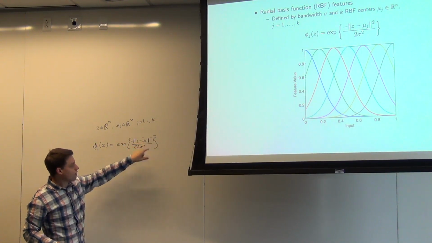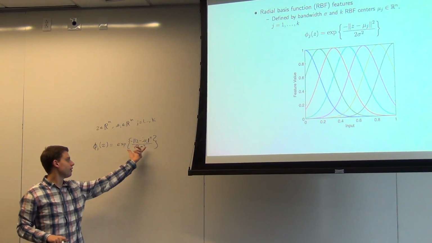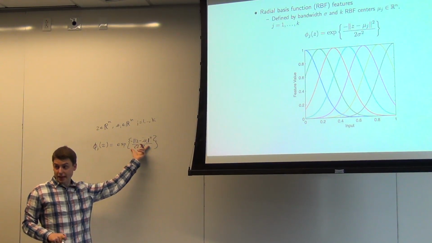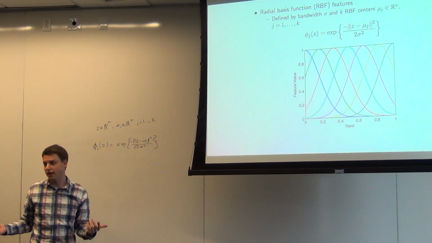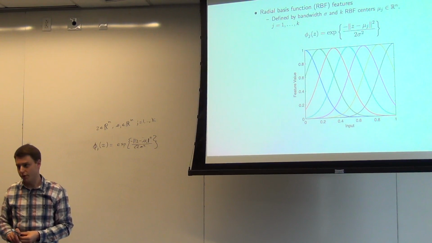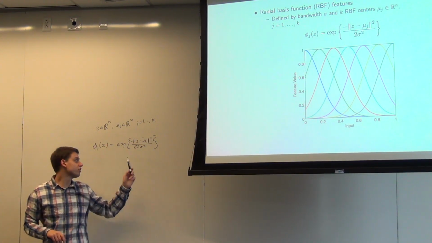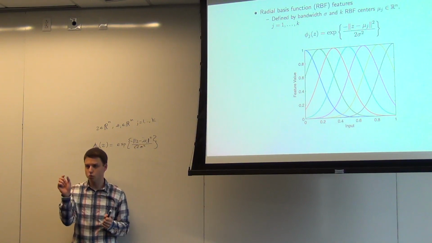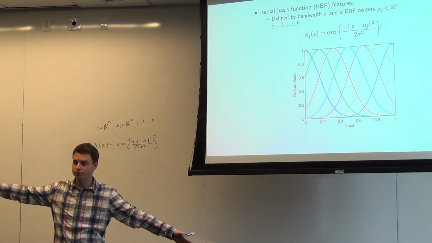When z is very far away from mu j, though, this term here is going to be very big. And so the exponential of a negative very big thing is close to 0. So essentially, we can think of this function as 1 or close to 1 when z is close to mu j, and it's 0 as you get farther away.